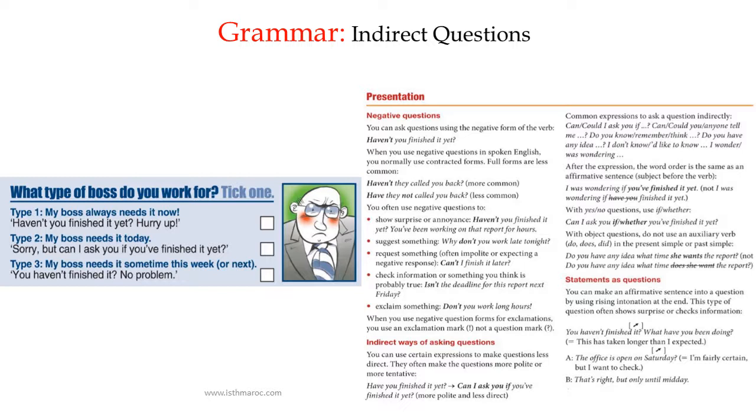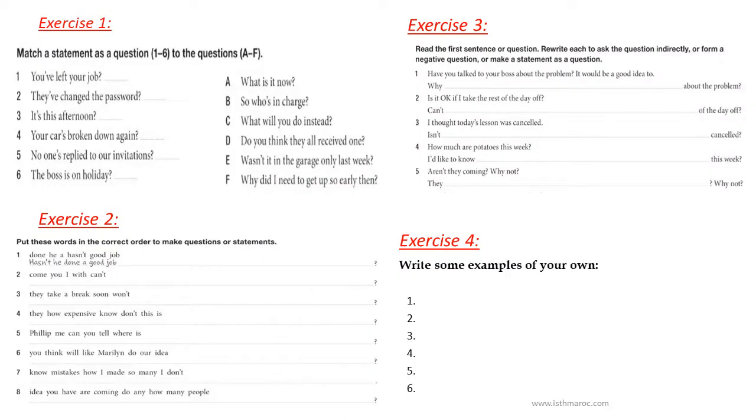Now we move to the exercises. Exercise 1: match statements as questions 1 to 6 to the questions A to F. Exercise 2: put these words in the correct order to make questions or statements. They are scrambled, and you are going to unscramble them and put them in the correct order. Of course, we are talking about indirect questions.